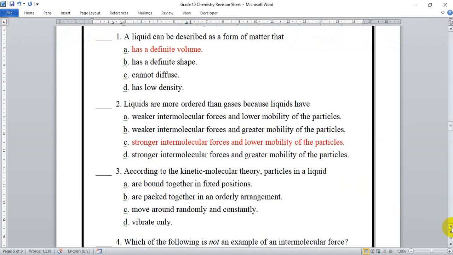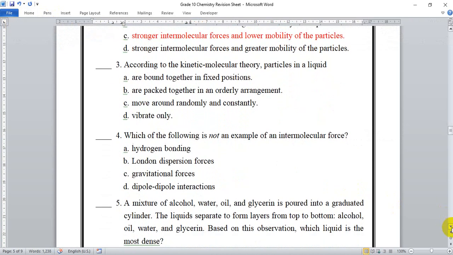Number 3. According to the kinetic molecular theory, particles in a liquid are bound together in fixed positions, are packed together in an orderly arrangement, move around randomly and continuously, or vibrate only. So, liquids move around randomly and continuously.